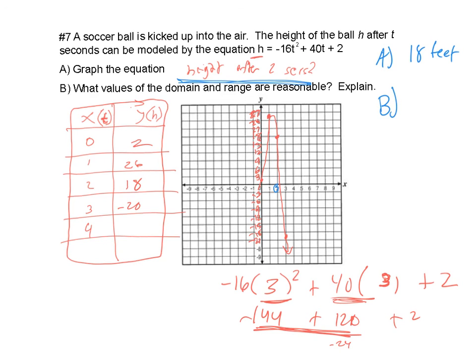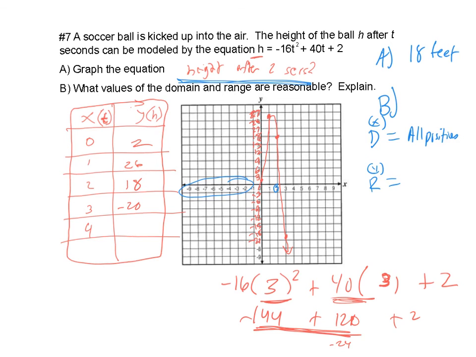Letter B, what values of the domain and range are reasonable to use? So let's put D, remember that's your x values, and R, that's your y values, okay? Which x values would we use? Would we use any of these negative x values? Can you have negative seconds? Remember the x stands for seconds, right? No, right? So we'd use the positives for that one, okay?